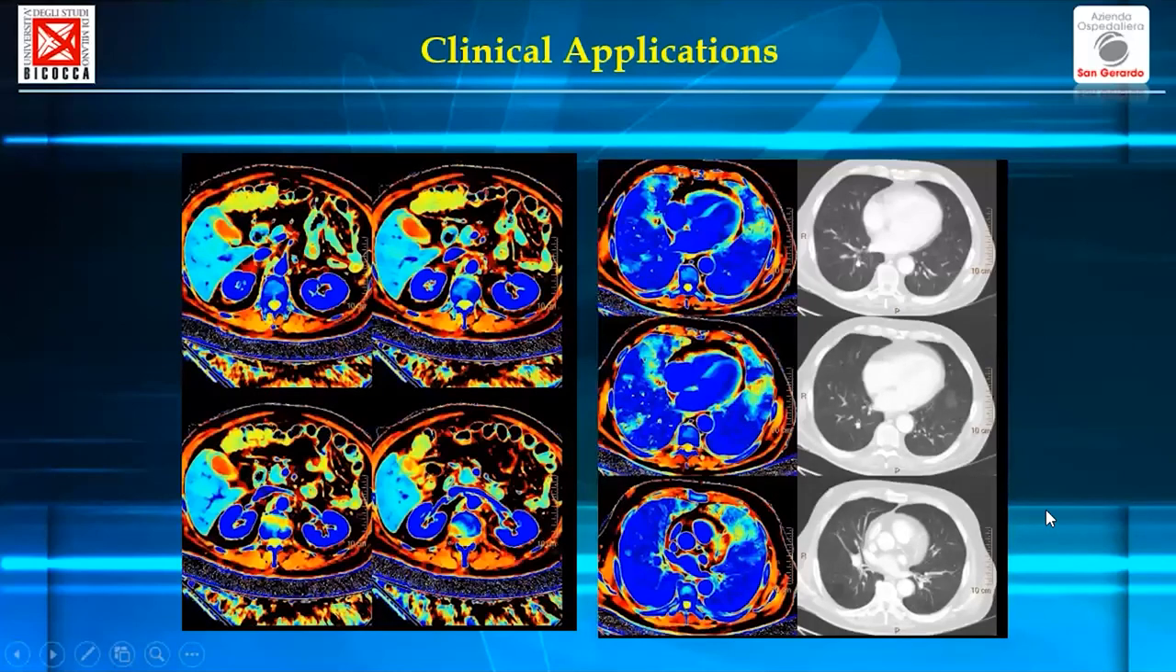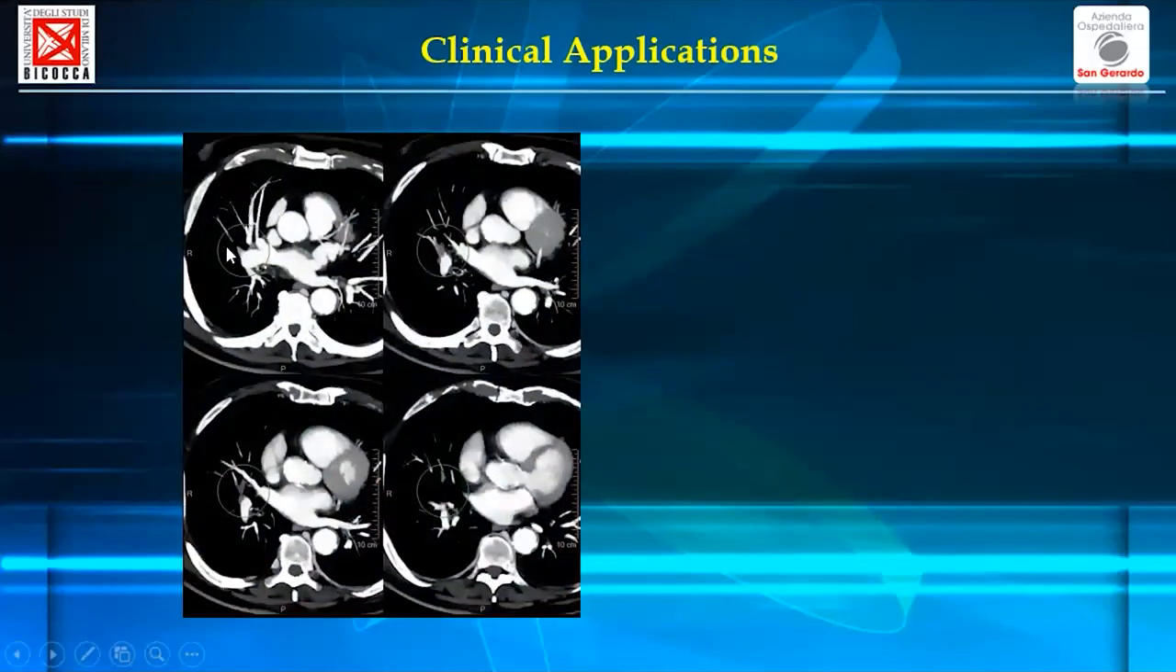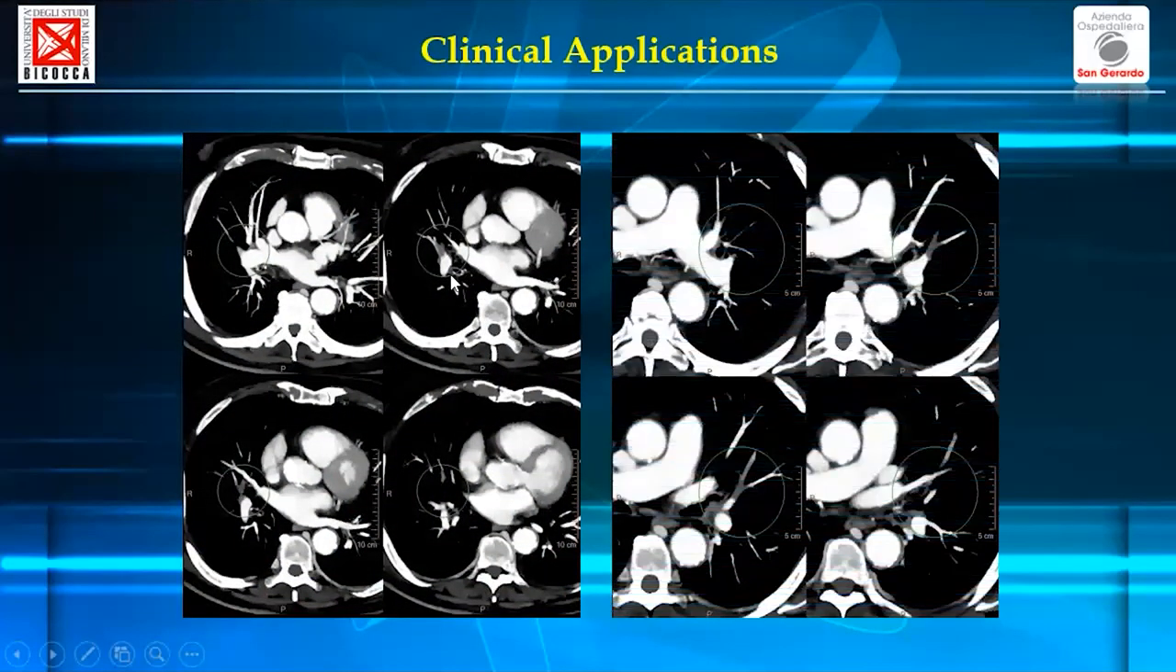What we can do now is look back at our set of images. We can work with a very low energetic level, and so we can increase the density of iodine. And now, a large amount of thromboembolic alteration inside the pulmonary arteries is evident. So again, we increase our sensitivity and we make the correct diagnosis, even if we use only the portal venous phase.